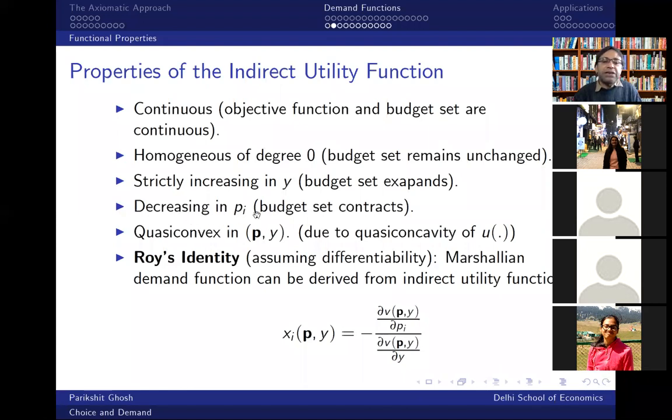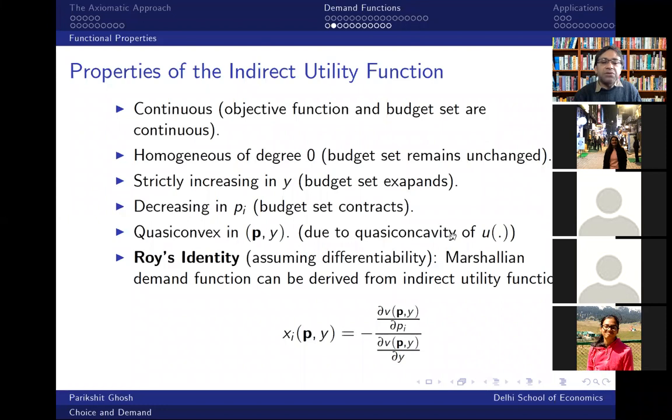Similarly, decreasing in prices. All of these you can formally prove, but the logic is so simple that I can just state it in words. When the price of one good falls, the budget set expands. The budget line moves outward. As a result, the consumer just has access to more choices. The set of choices is larger, and so utility has to be higher.